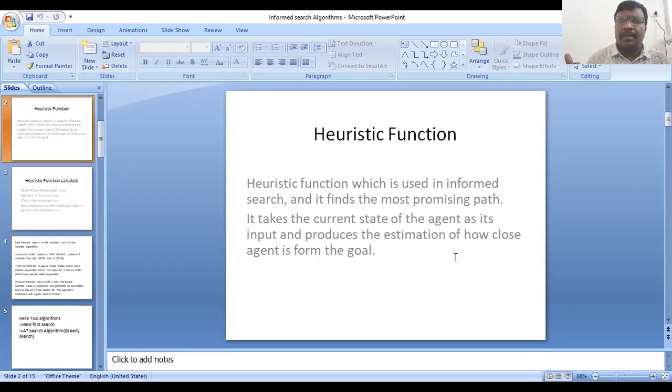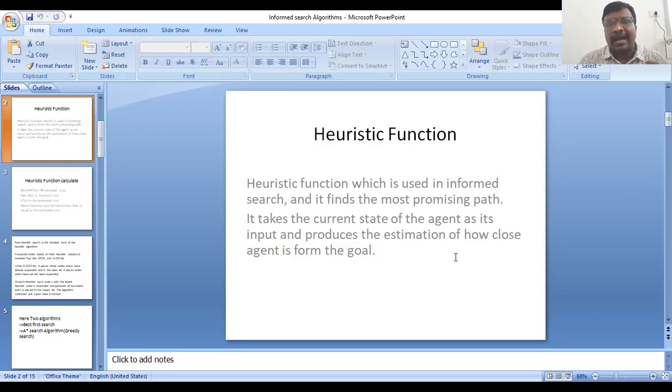Now, heuristic. What is the meaning of heuristic? A heuristic is a function which is used in informed search to find the most promising path. It takes the current state of the agent as its input and produces an estimation of how close the agent is to the goal.